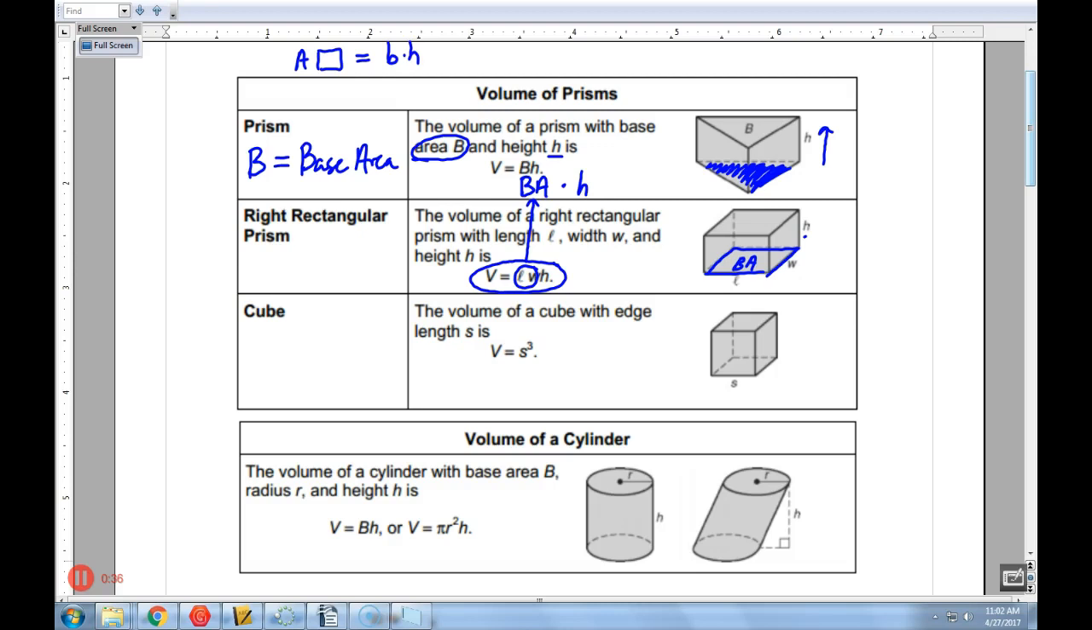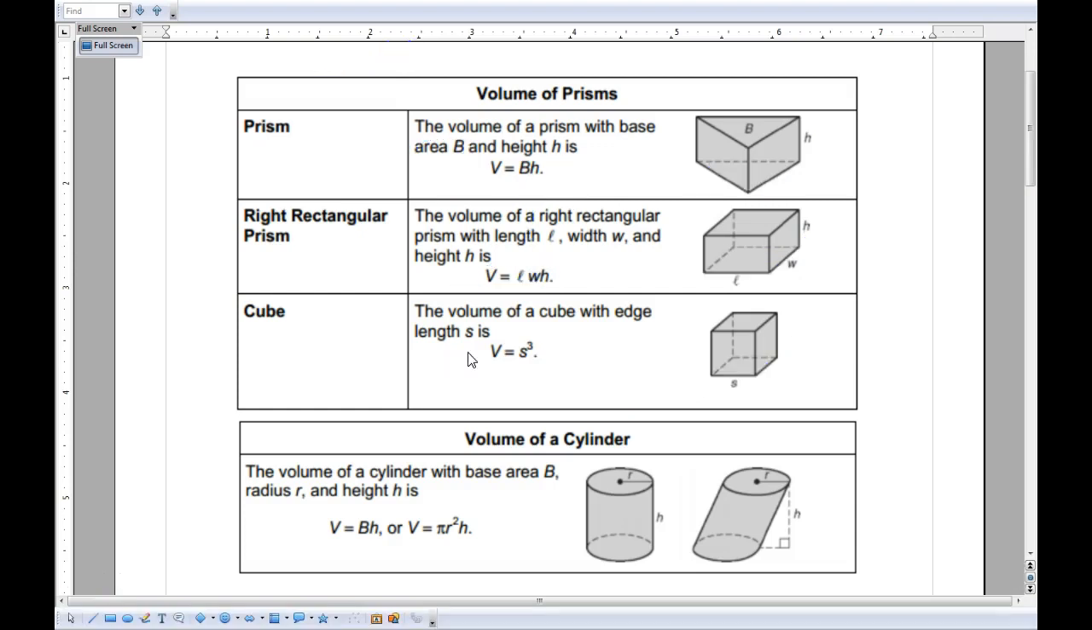Now a cube is special because it's a rectangular prism that has all equal sides. They're calling the side S, so when I do the base area, I get S times S, which is S squared. And then when you multiply by another dimension of S, they come up with S to the third. So really all three of these formulas are the same. They're all base area times height. It's just that sometimes you can write them a little bit differently. I'm going to treat them pretty much all the same.